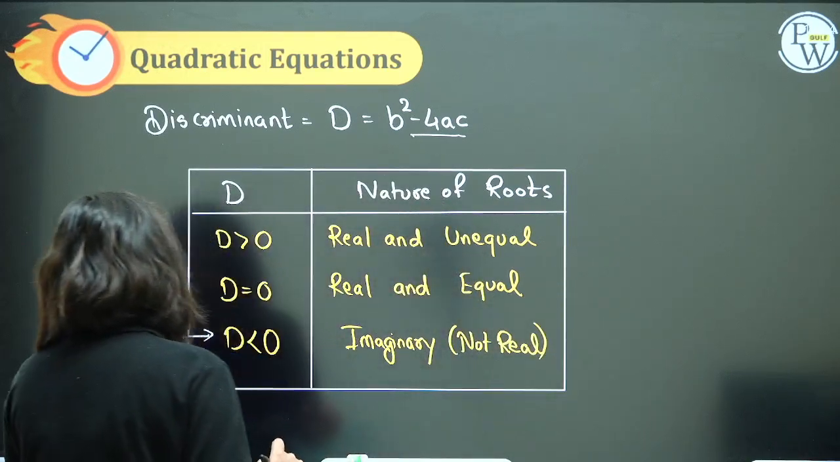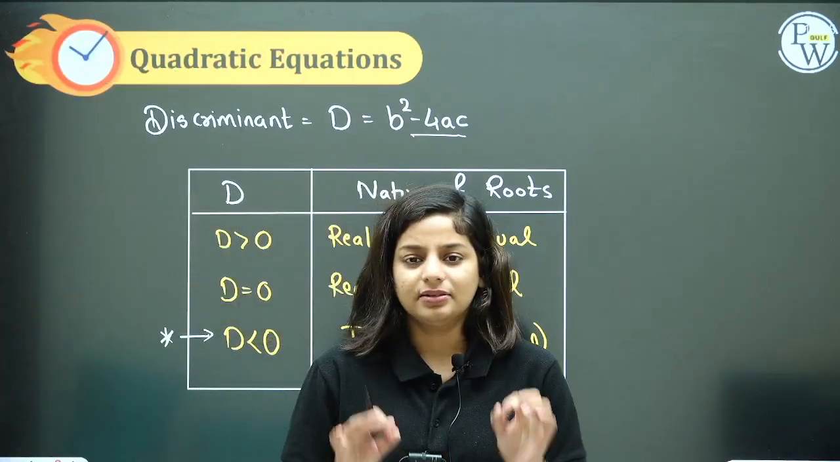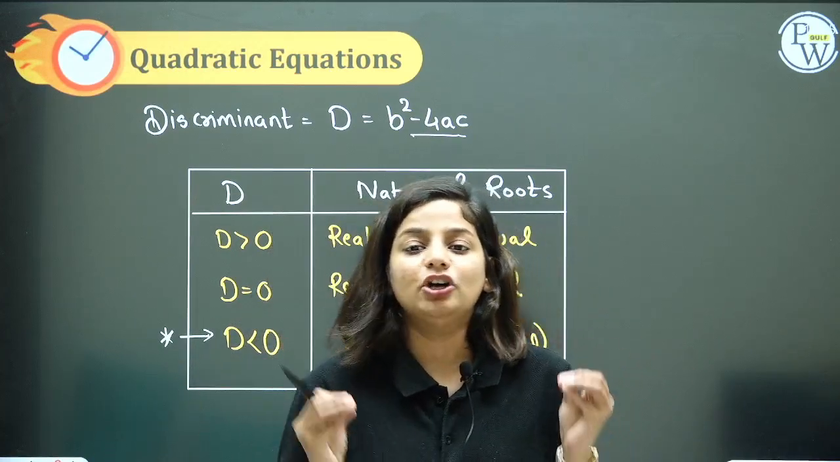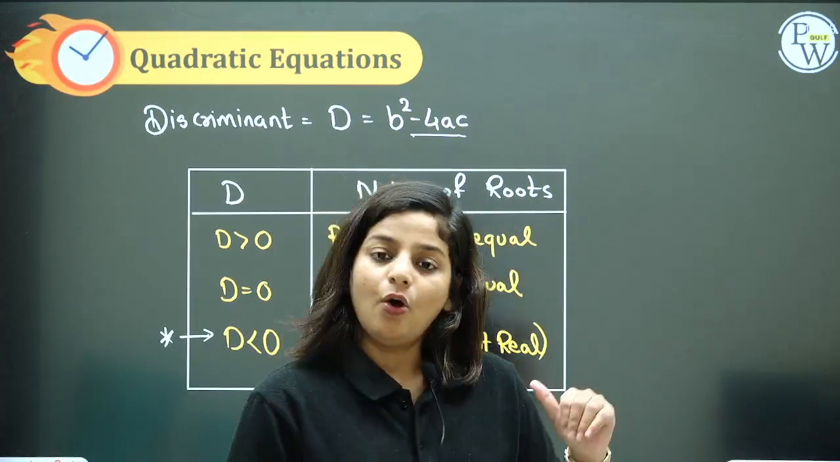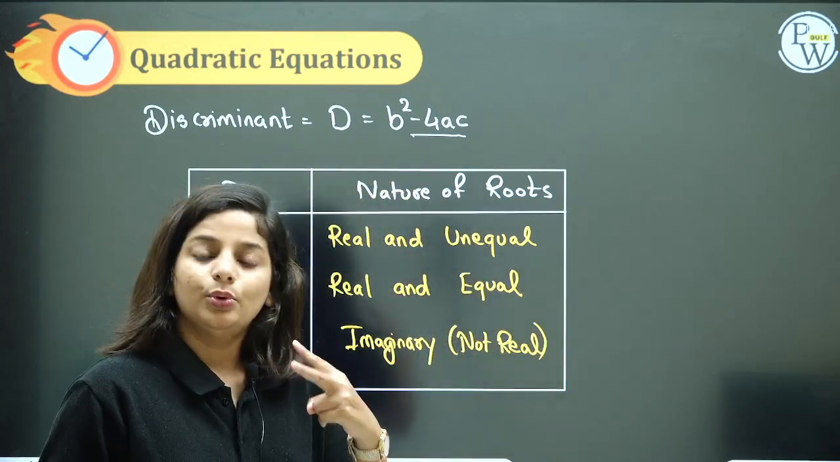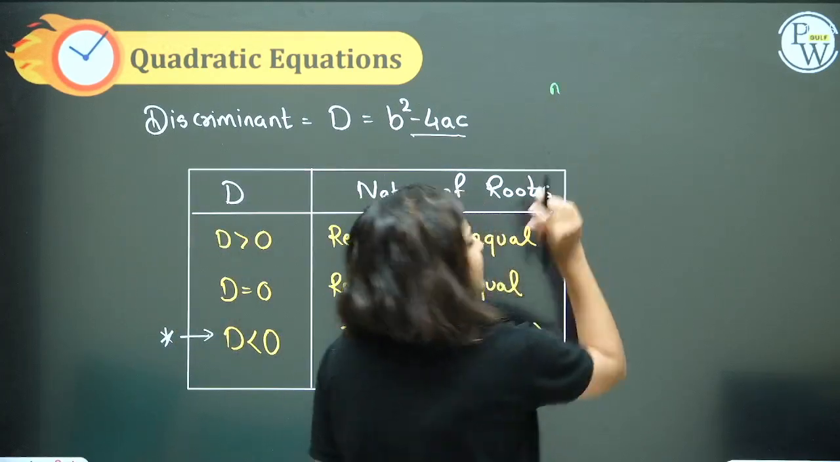Before I move on to the questions, the questions are simple. Using the formula method, we will find the roots of the equation. All the questions will have discriminant less than 0. We will get 2 roots. Why? There is a basic formula.